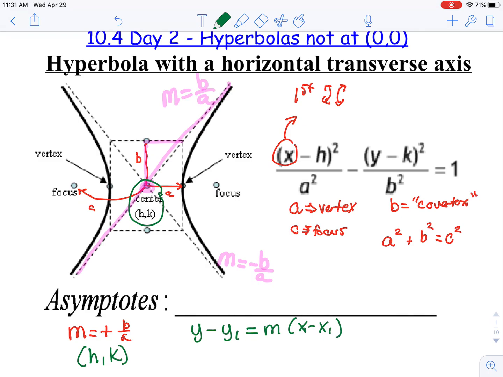So when we go to write the equation, we're actually going to be plugging in h for our x1, so we'll plug in h. We're going to plug in k for y1, so we're going to plug in k, and we've calculated our slope. Our slope is ±b over a, so our equation is y minus k equals ±b over a times (x minus h). Now again, this is not an equation you need to memorize. I wanted you to see how we're deriving the equation so that you can write the equations yourself.